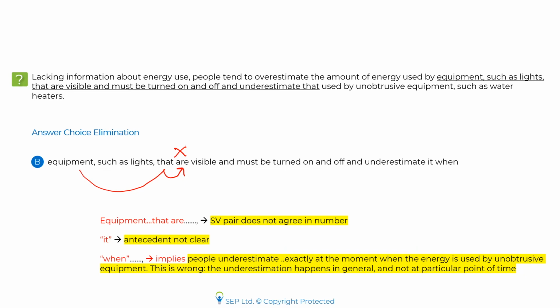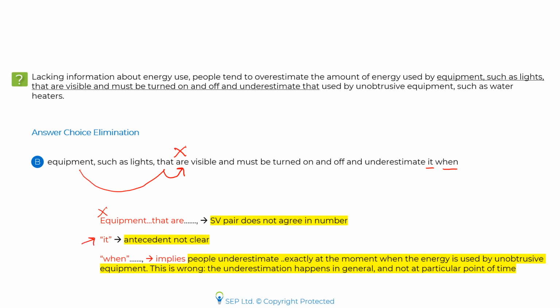In the exam, you actually don't need to look further, but since we are at the learning stage, let us eliminate the choice if there are any other errors as well. So equipment that are visible and must be turned on and off, and underestimate it when. Now these are two additions to the original sentence, and whenever something is added to your original sentence, you must be on the alert. So clearly this is one error. The antecedent of "it" is not clear.